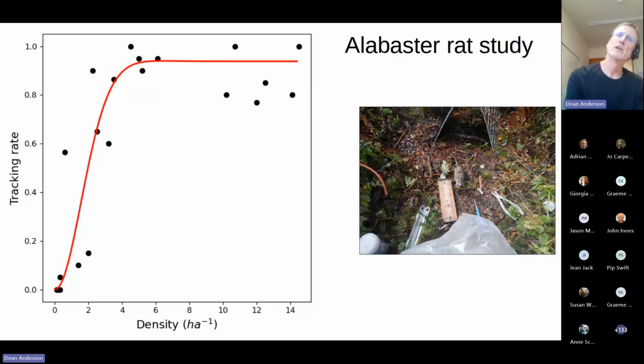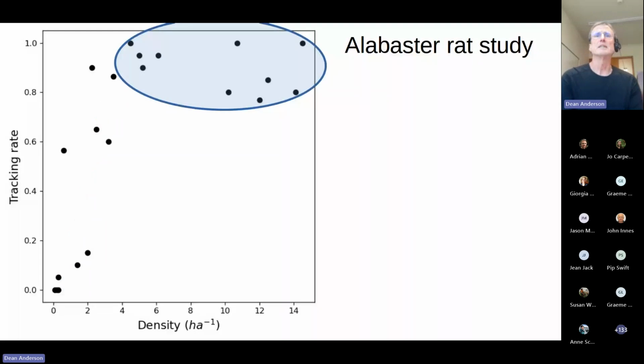What's ecologically going on here? And more importantly, what does it mean for management? If you look at this part of the data, it's pretty clear that if you've got high density of rats, you're going to get high tracking rates. But what's interesting is that at very high densities, say looking out here, we're not at saturation. Not all the tracking tunnels are getting hit, but there's plenty of rats to hit them.